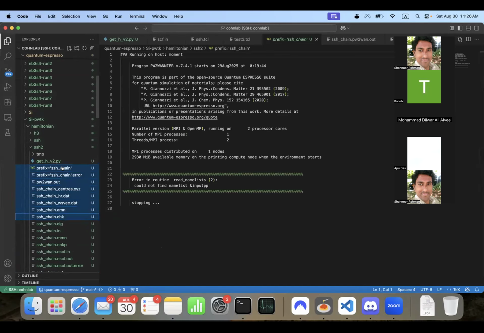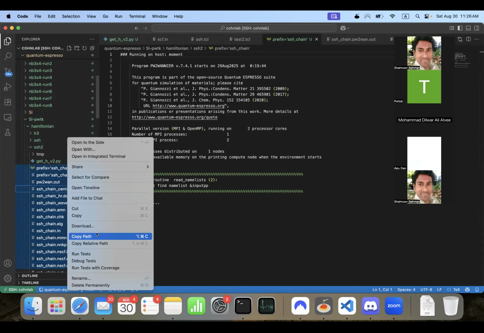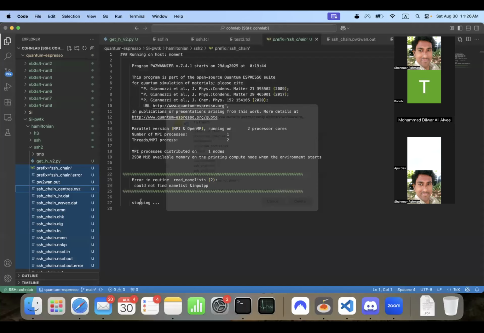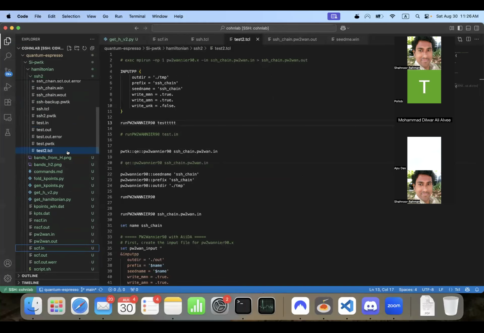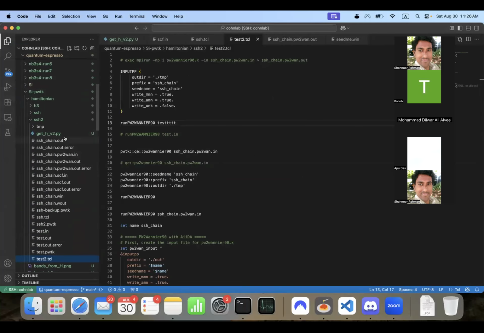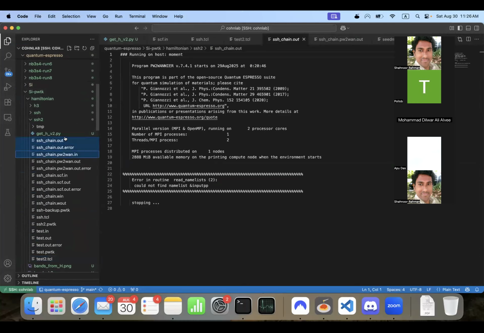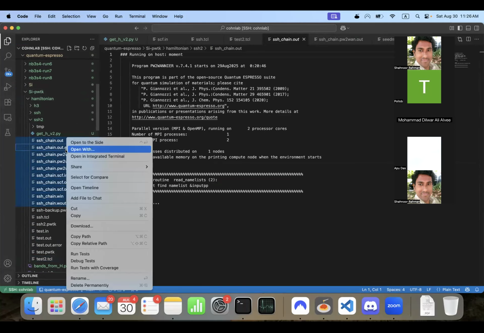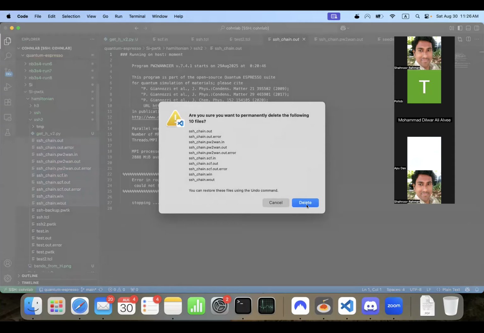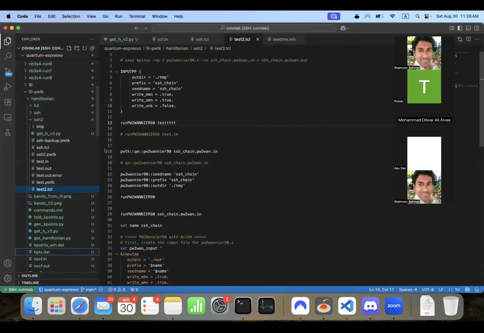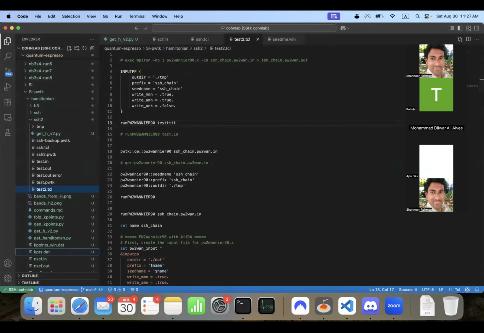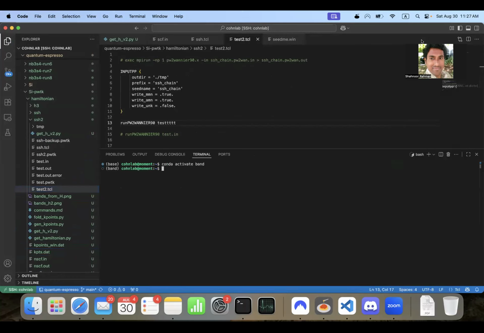HR, SSH chain, MMK, and maybe SCB chain. Okay, and error one in. Okay, deleted many of the things, but I didn't delete anymore.